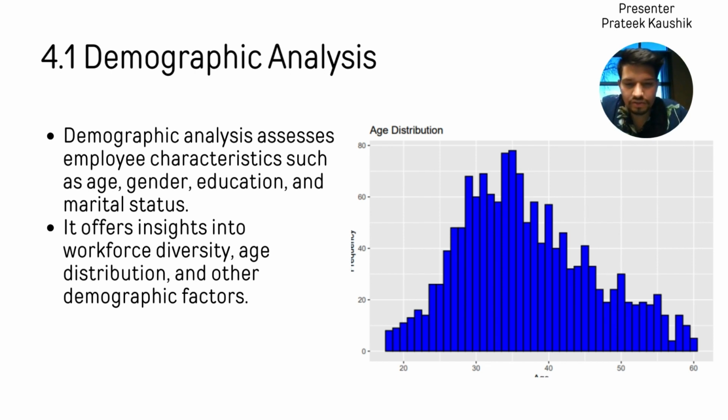Overall, the histogram of age distribution reveals a right-skewed pattern, indicating that a larger proportion of employees are younger, as you can see on the screen. The majority of employees fall within the age range of late 20s to early 40s, with a peak frequency around the age of 35. This suggests that the organization's workforce is relatively young.